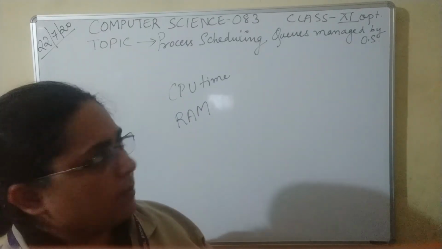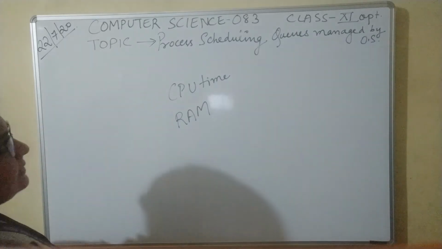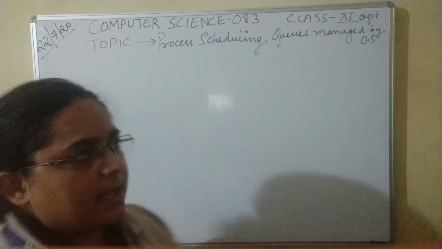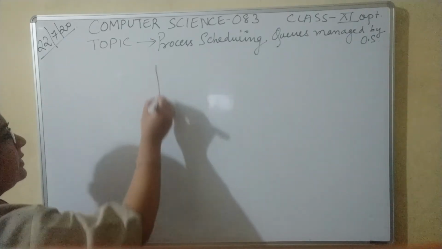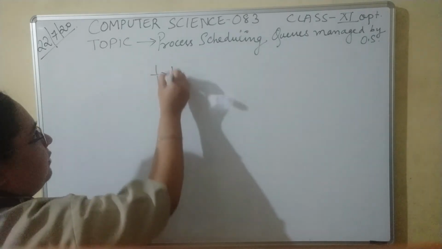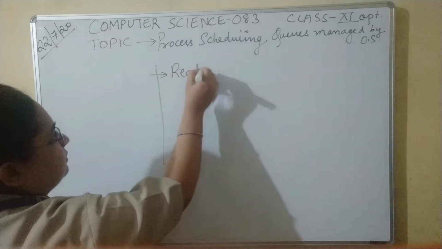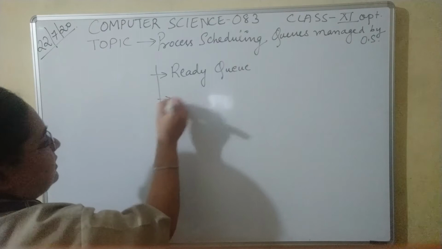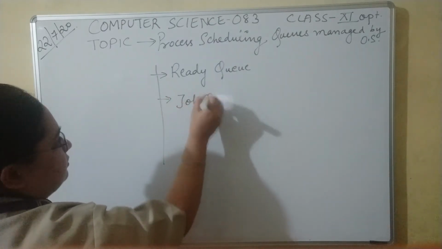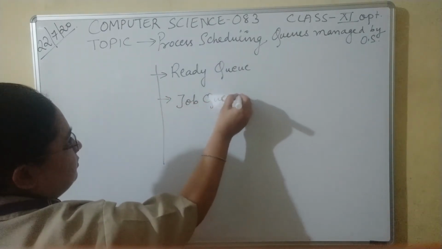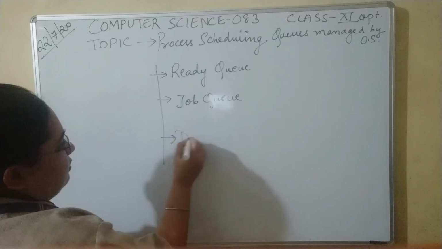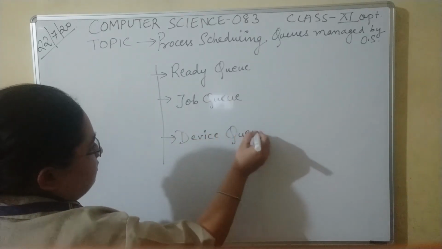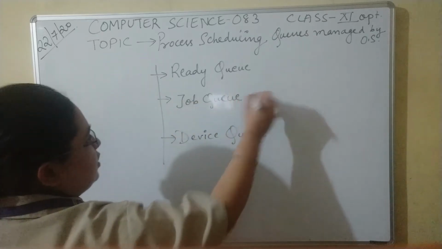So how does the operating system manage the process scheduling queues? Because we know that there are different queues which are managed. One is the ready queue, one is the job queue, one is the device queue. First, talking about the job queue.